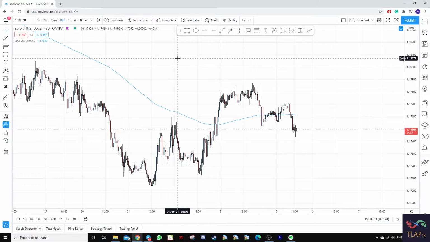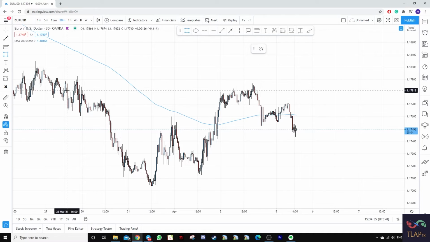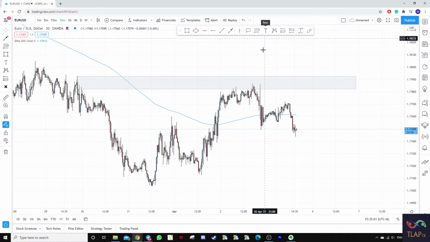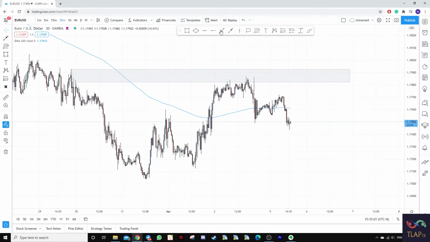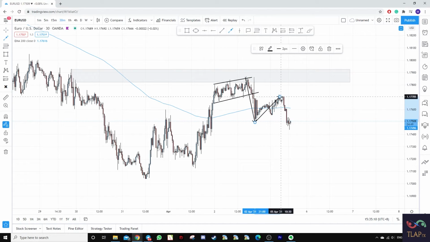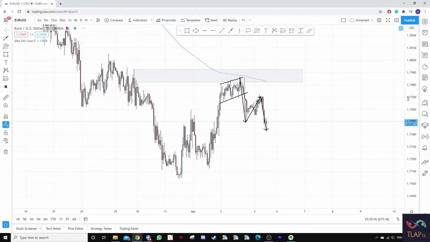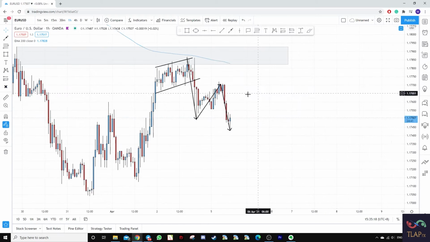Next, we have the Euro Dollar. We first identify an order block over here. So this is our resistance zone, and you can see that price got rejected off this level after creating a rising channel. So it broke down, gave us a retest, which we failed to capture, and now made a secondary downside move. So going to our hourly time frame, we can identify another zone over here.